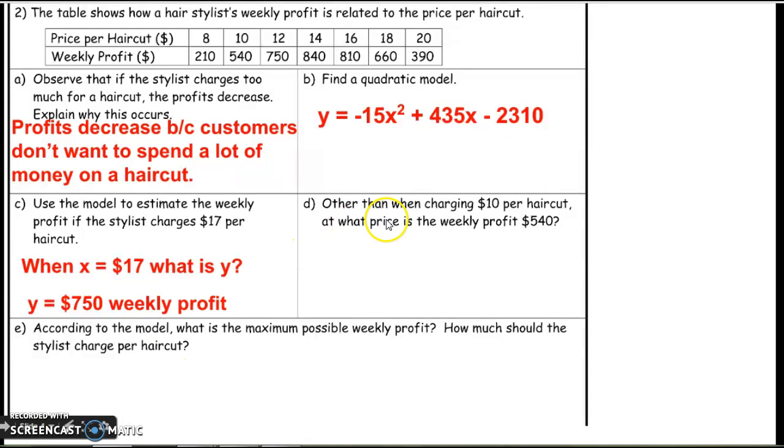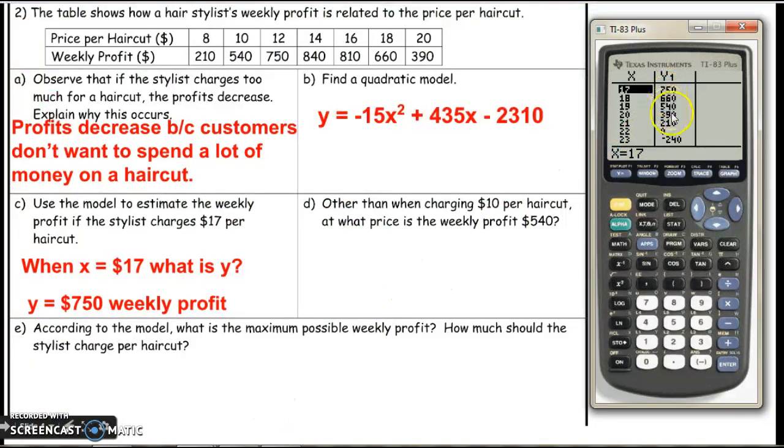Letter D, other than when charging $10 per haircut, at what price is the weekly profit $540? So back to our table, and we're looking to see when the y value is $540. We know from the question at $10 it's $540, and we're looking to see when Y1 is $540 again. So if we arrow down to here, at $19, the weekly profit is $540.